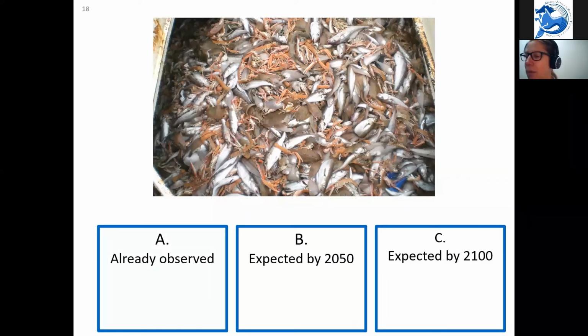The impacts of warmer sea temperatures on the body size of fish are already observed, expected by 2050, or expected by 2100. And Hannah, if you just close the poll in a few seconds, please. Great, so the majority of you went with the right answer, which is, of course, that they're already observed.